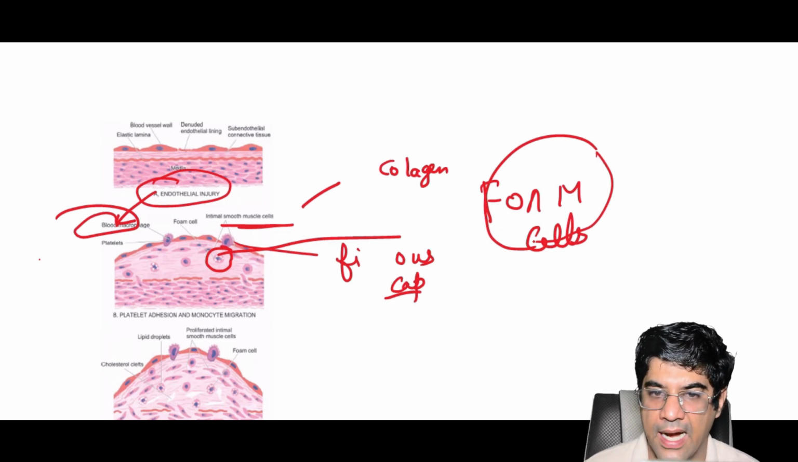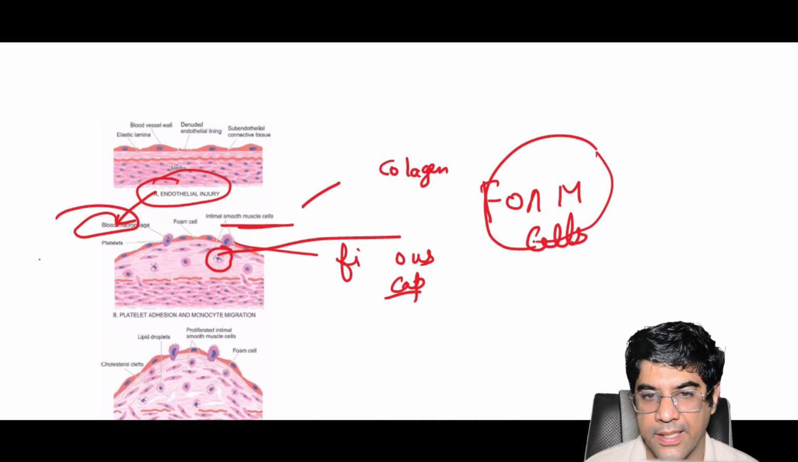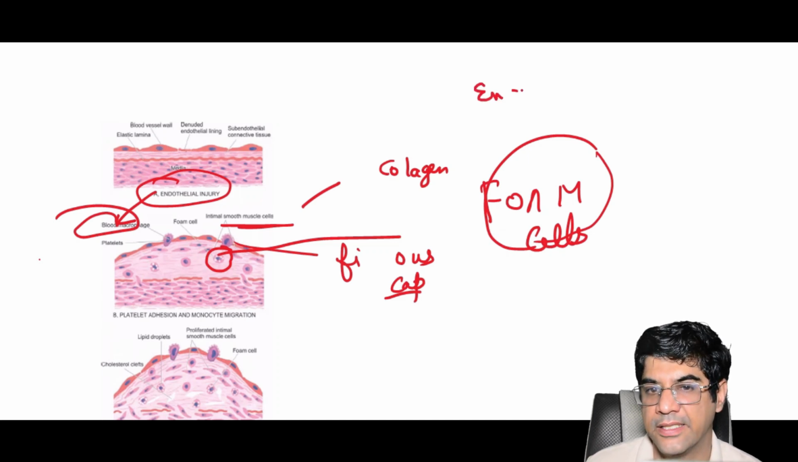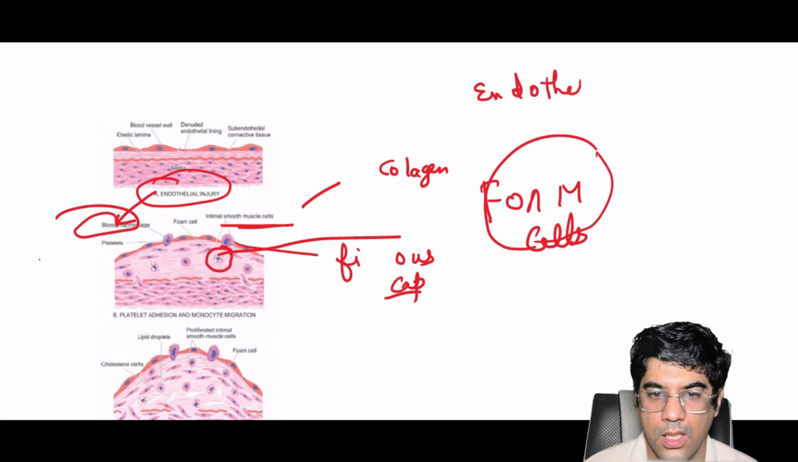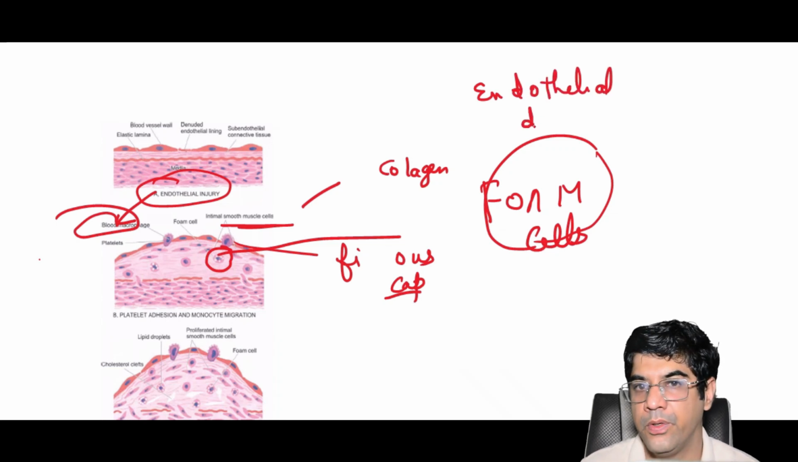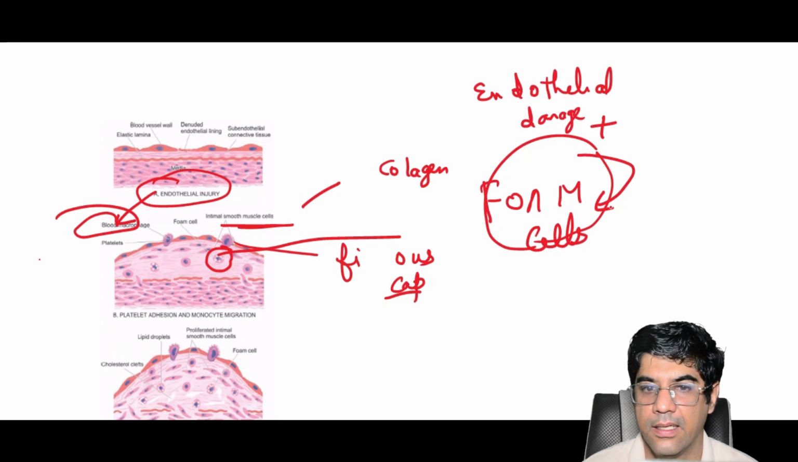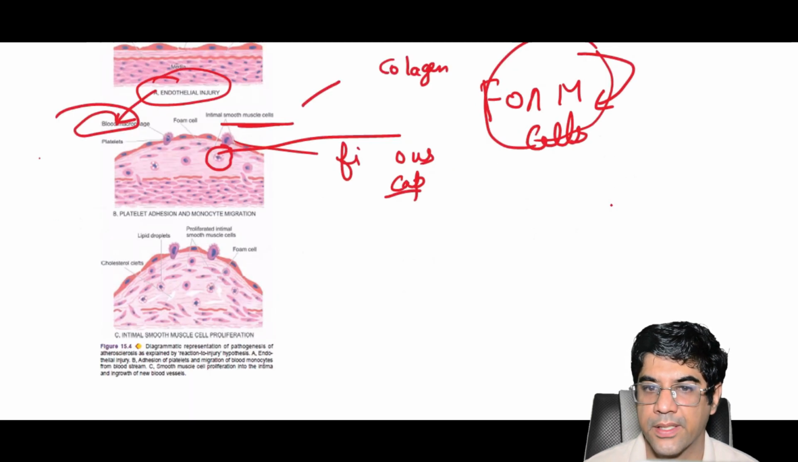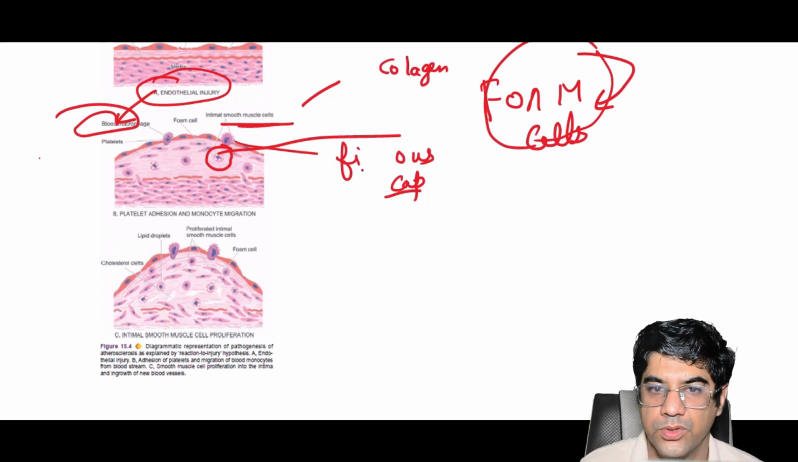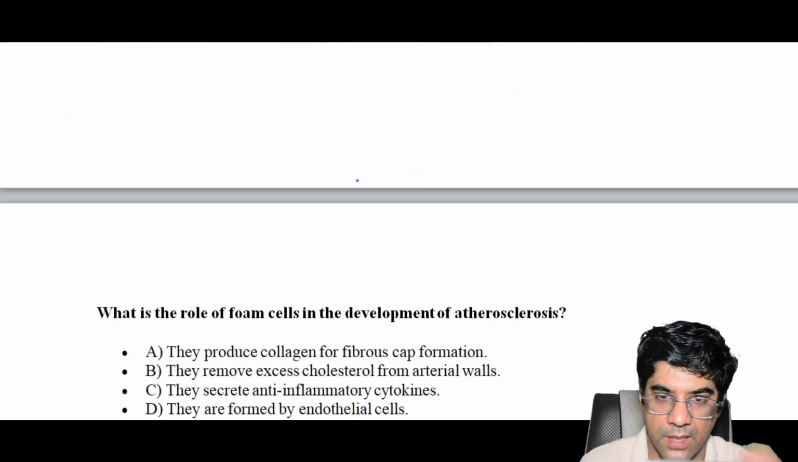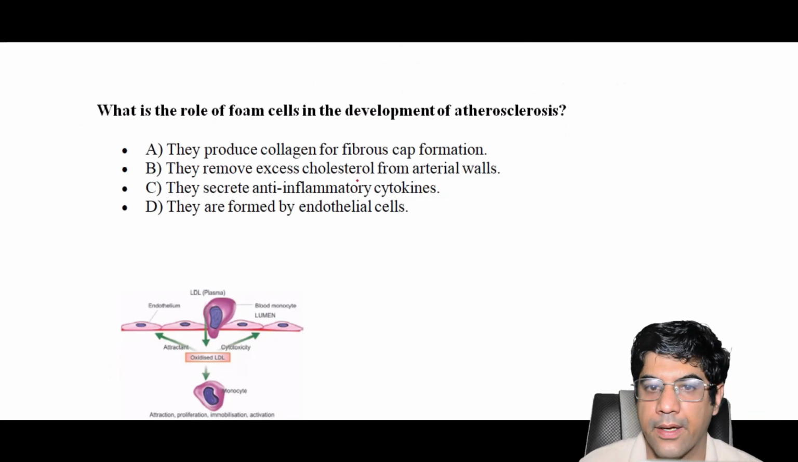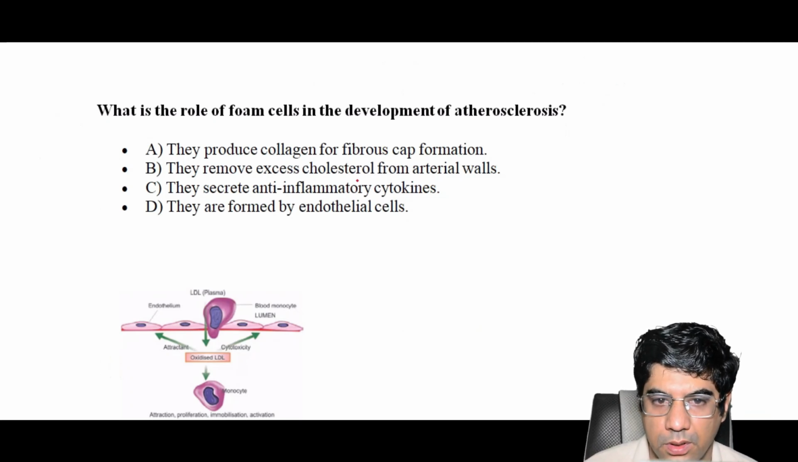So the high level of LDL cholesterol, that is the bad cholesterol, and low level of HDL cholesterol, that is the good cholesterol, contribute to the endothelial damage and foam cell production. As the plaque grows, it can rupture, leading to blood clot formation, that is the thrombi. And thrombi can further block the blood vessels and can cause heart attack or strokes.